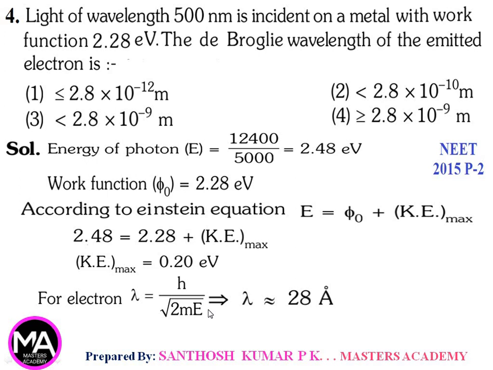If you convert this into joule, it is 0.2 into 1.6 into 10 raised to minus 19 joule. So, when you calculate, you will get lambda is equal to 28 angstrom, which is nothing but 2.8 into 10 to the power of minus 9 meter. Therefore, lambda is greater than or equal to 2.8 into 10 raised to minus 9 meter. Therefore, option is the fourth one, greater than or equal to 2.8 into 10 to the power of minus 9 meter.